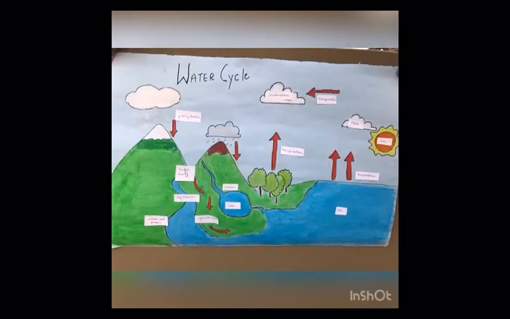Water cycle, also known as the hydrologic cycle or the hydrological cycle, describes the continuous movement of water on, above, and below the surface of the earth. There are four main parts to the water cycle.